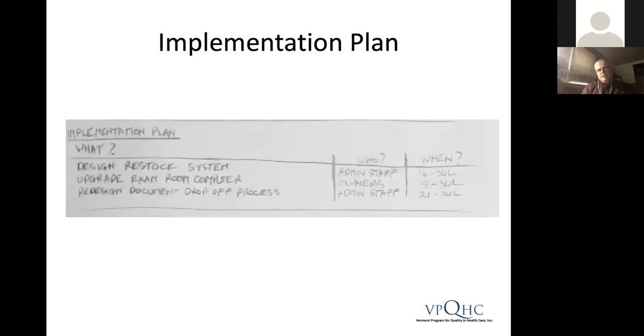Here's what ours looks like. So we're going to design the restock system. Who's going to do it? The admin staff by 14th of July. Upgrade the exam room computer, the owners by 5th of July, and redesign the document drop-off process by the admin staff on the 21st of July.